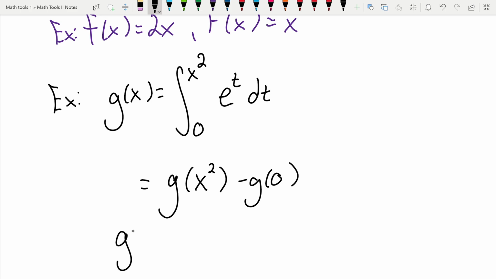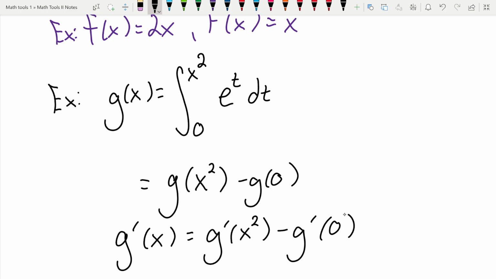So if we think about the derivative of g of x, this is going to be g prime of x squared minus g prime of 0, right? Or really, this would actually be g of 0 prime, I should say, and g of x squared prime. The difference here being that g of 0 is a constant, right? You're just plugging 0 into this, so this is a constant. So the derivative of this is 0.